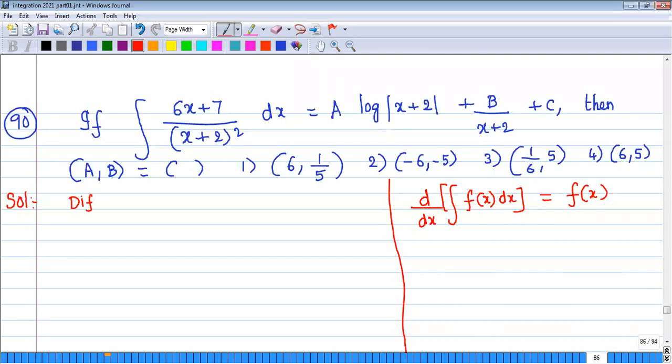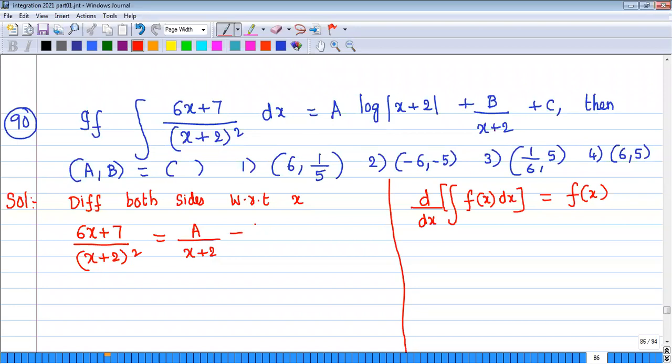Differentiate both sides with respect to x. So that means this becomes (6x plus 7) upon (x plus 2) whole square equals a times the differentiation of log mod x plus 2, which is 1 upon x plus 2. That becomes a upon x plus 2, plus b times the differentiation of 1 upon x plus 2, which is minus 1 upon (x plus 2) whole square. So minus b by (x plus 2) whole square. Now partial fractions we need to find out.